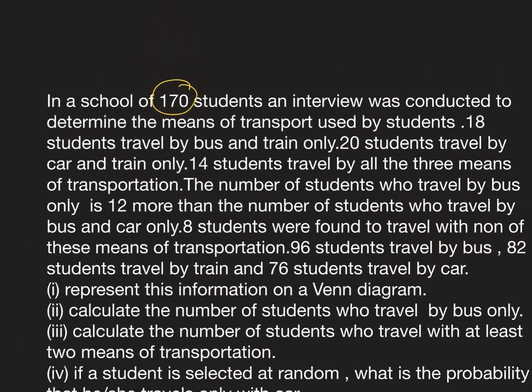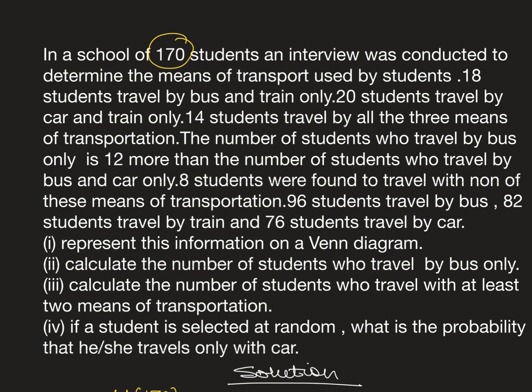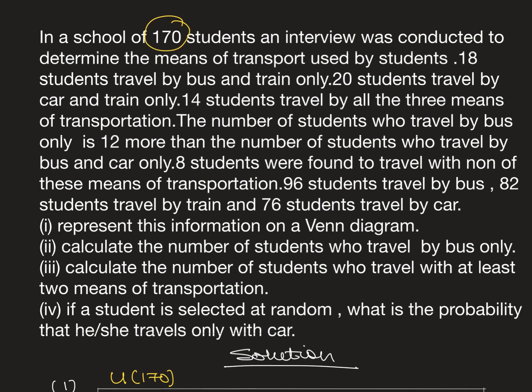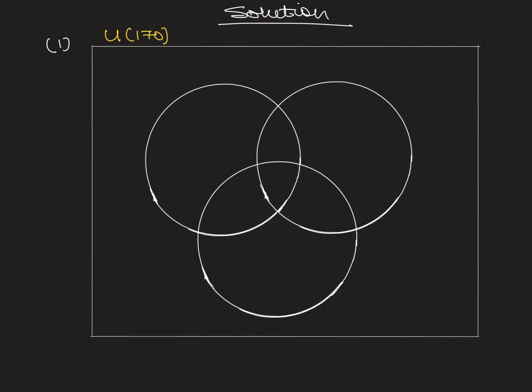And the means of transportation we have in the school, we have bus, train, and car. All right, so let one of the sets be for bus, the other one for train, and the other one for car. This circle will be the total number of students who travel with bus. This circle will be for train, and this circle will be for car. So the middle here will be those who use all the three means of transportation.